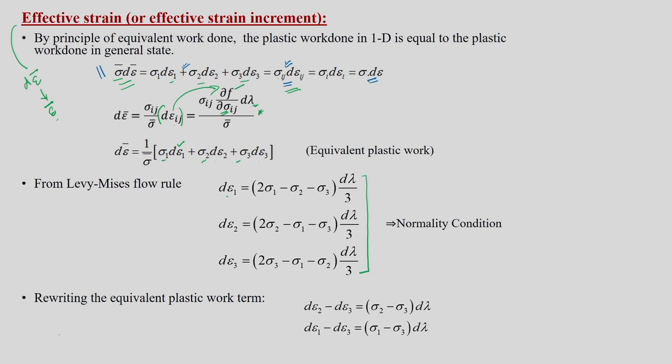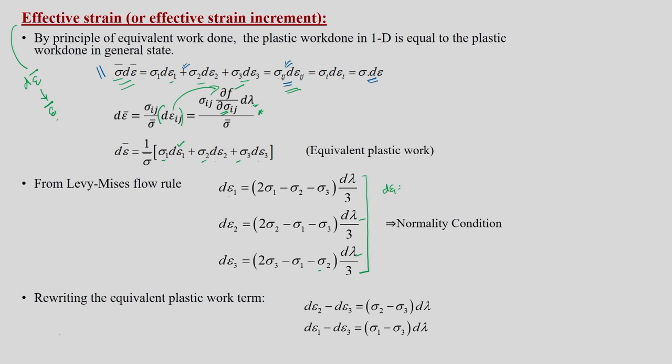So my d epsilon 1 is equal to your sigma dash into d lambda. And d epsilon 1, meaning sigma 1 dash, is nothing but 2 sigma 1 minus sigma 2 minus sigma 3 divided by 3 into d lambda. Similarly, d epsilon 2 is nothing but 2 sigma 2 minus sigma 1 minus sigma 3 divided by 3 into d lambda, and d epsilon 3 is nothing but 2 sigma 3 minus sigma 1 minus sigma 2 divided by 3 into d lambda. So this we can obtain from your Levy-Mises equation also, which relates.